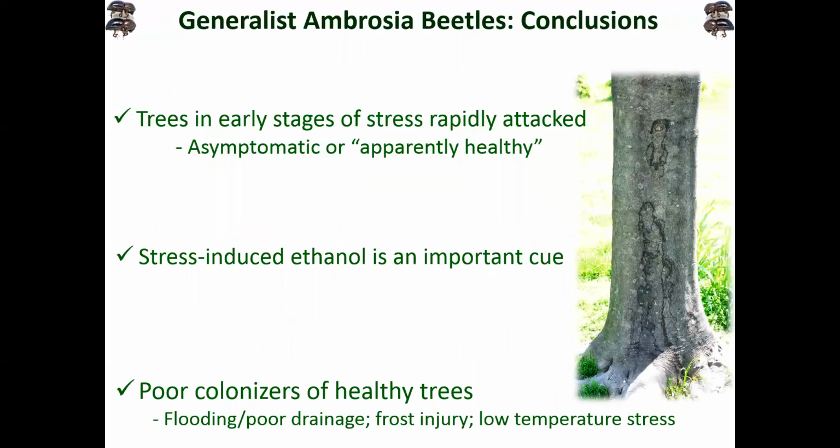So in terms of some conclusions for generalist ambrosia beetles, trees in the early stages of stress are rapidly attacked. And while those trees may appear asymptomatic or apparently healthy, they're actually emitting stress-induced ethanol. And so that's really the most important cue for these insects. And so understanding what factors induce ethanol is key. And again, they are poor colonizers of healthy trees. And flooding, poor drainage, frost injury, and low temperature stress are among the key scenarios here.